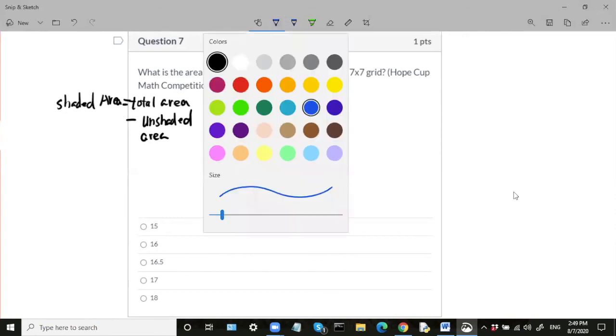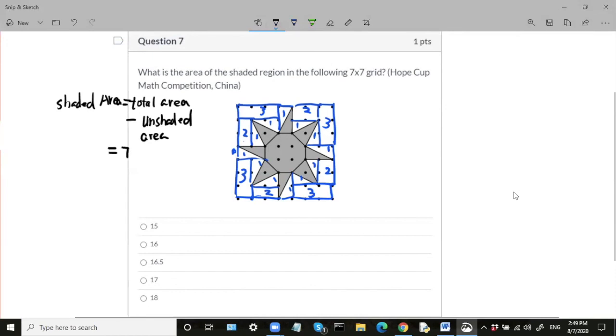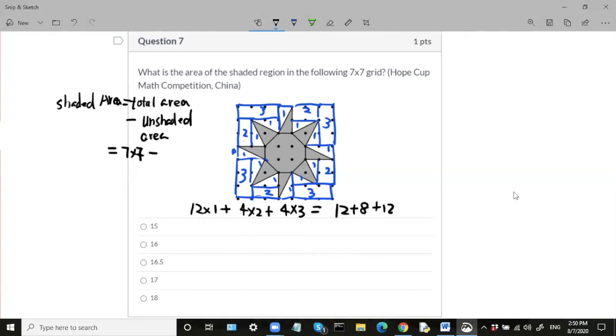So the total area equals 7 times 7. And the unshaded area equals 12 plus 8 plus 12, that's 32. Okay, so then we just need to subtract: 49 minus 32 equals 17. So the answer is D, 17.